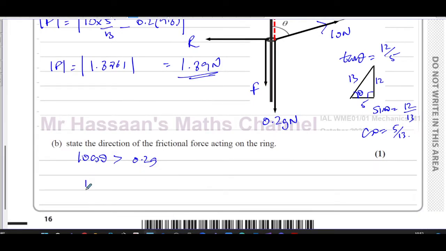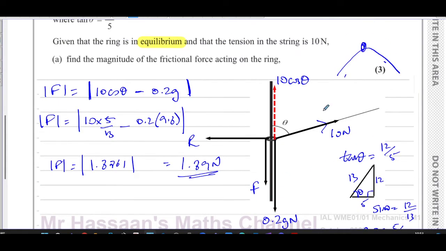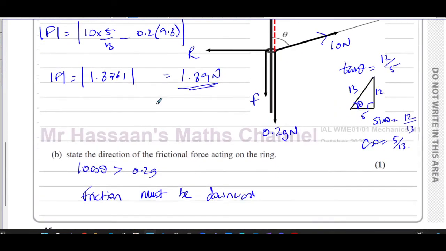So we can say that the friction acts downwards so that the forces balance out. The upward force and downward force have to match. So there's the answer to part A. And now we're going to do part B.